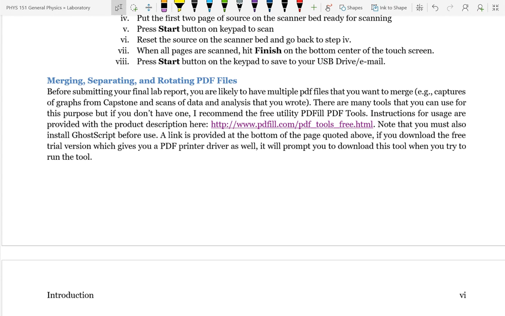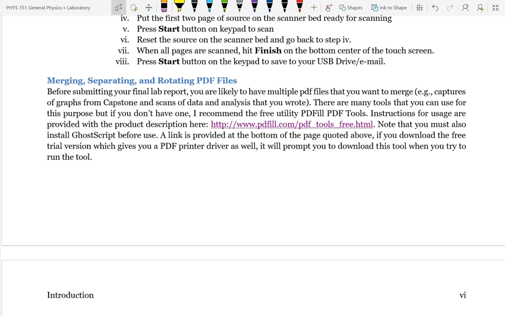Of course, when we do things in lab, we're going to be using computers to collect data and computers to make graphs. And so how are you going to get those graphs combined with your scanned notes? If you have a Mac, it's actually not hard. You can just drag and drop. You open it up in Preview and drag the page from here to here, and it does it.